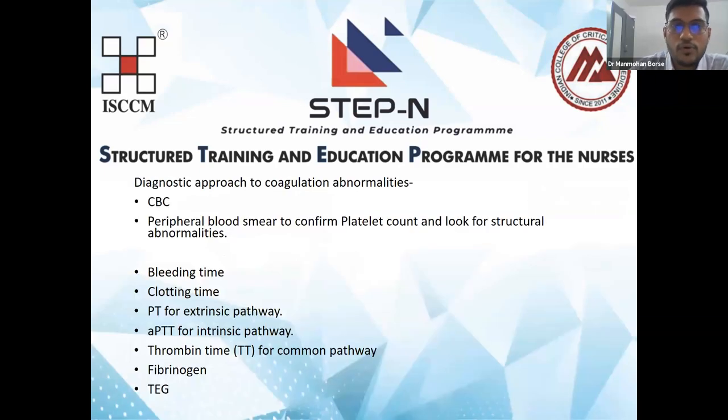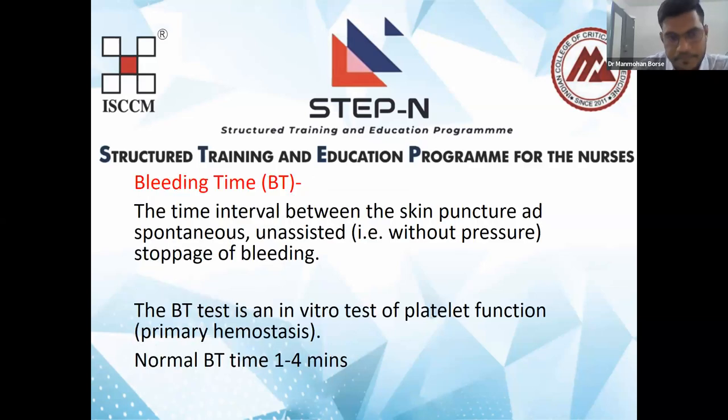Okay. So, what are the important tests we do in ICUs or trauma ICU, CT ICU to assess the hemostasis? The first basic things: complete blood count, peripheral blood smear to assess the morphology and the counts of platelets. Okay. Bleeding time, clotting time, prothrombin time, activated partial thromboplastin time, APTT, thrombin time, fibrinogen, and thromboelastography. So we'll start with the bleeding time.